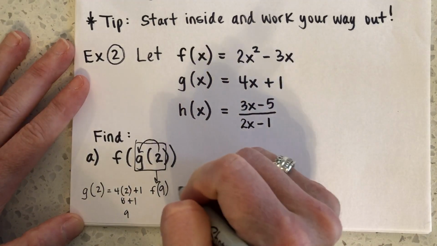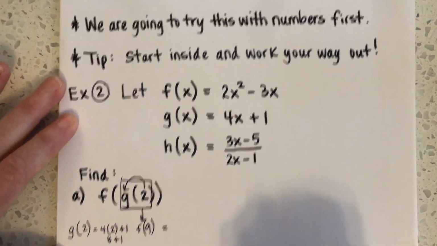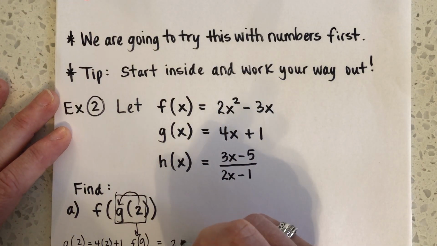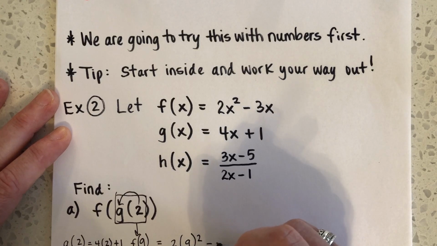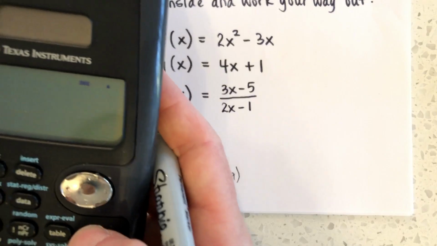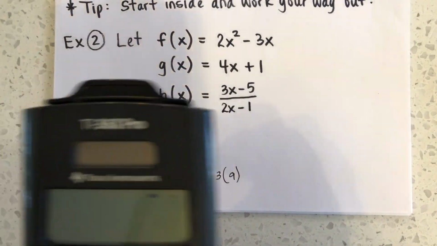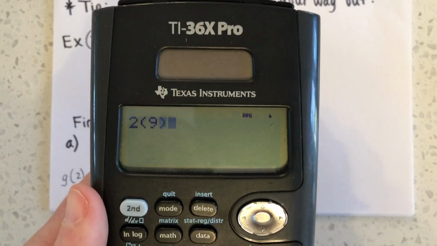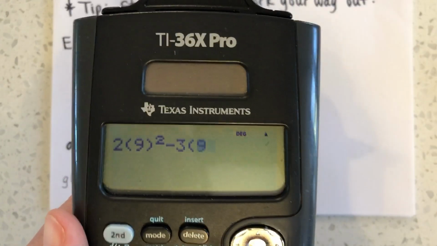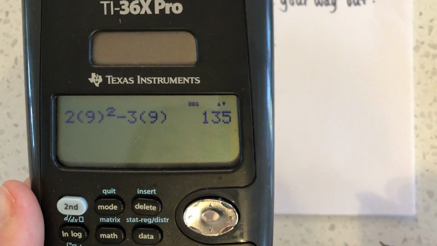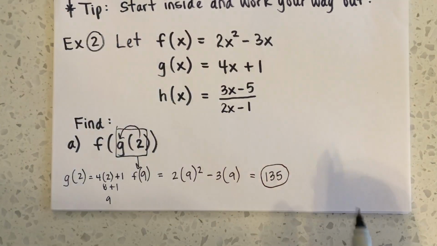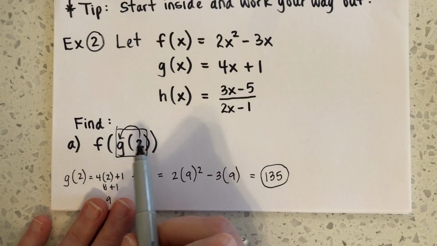So now you have to find f of 9, which means you have to go to function f and plug 9 into it. So I'm going to plug a 9 into this one. So it's going to be 2 times 9 squared minus 3 times 9. Oh, sorry. All right, so again, let's let the calculator do all the hard work here. So let's plug this into our calculator, right? It's going to be 2 parenthesis 9 squared, and then minus 3 times 9. Hit enter. And it's 135. So this is 135, and that's your answer. That's what f of g of 2 is.